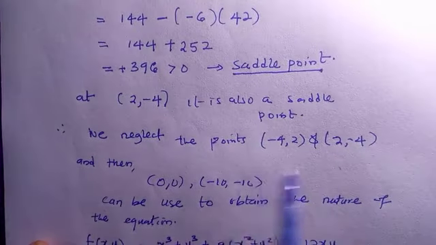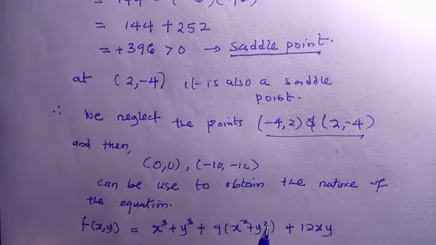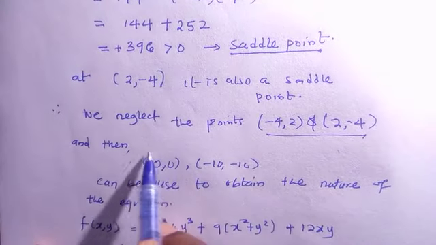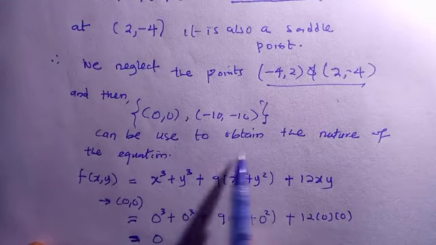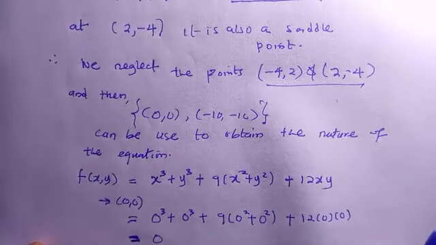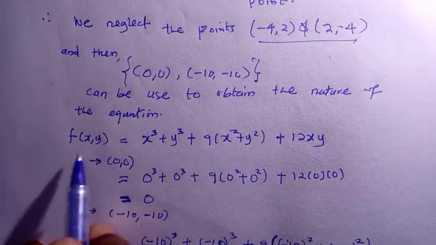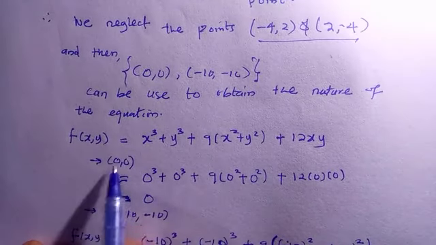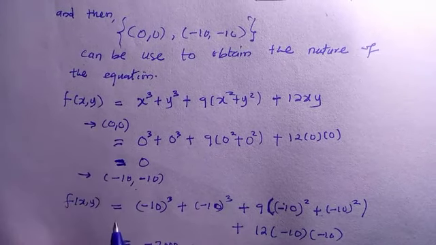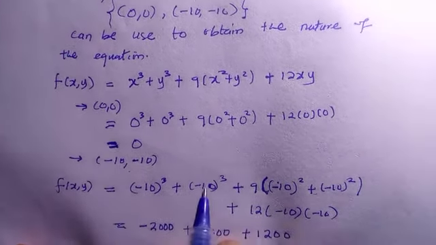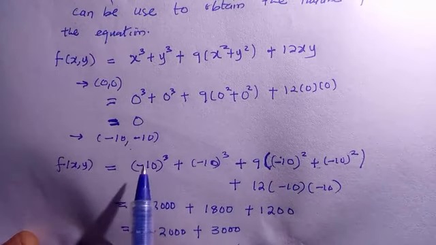You get the saddle point, and since we have two different saddle points, at minus 4, 2 and 2, 4, we neglect them, and the ones that give the maximum and the minimum point, we proceed with them to determine the nature of this equation. So we consider the real question, and we test at 0, comma 0, which gave 0 for the first one, and then we also check at minus 10, comma minus 10.